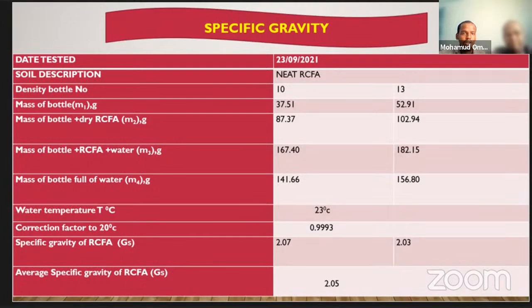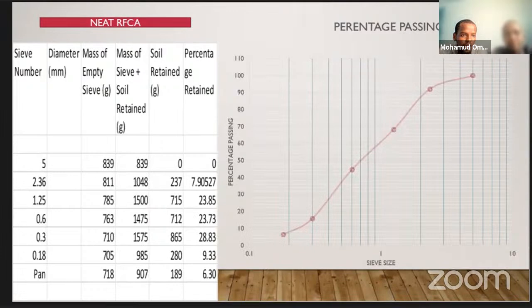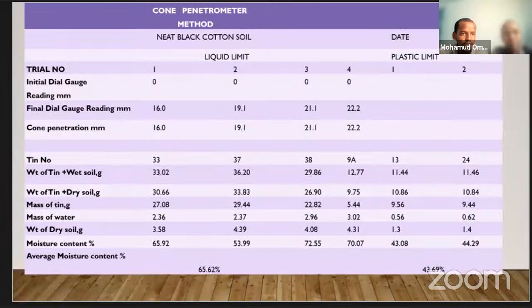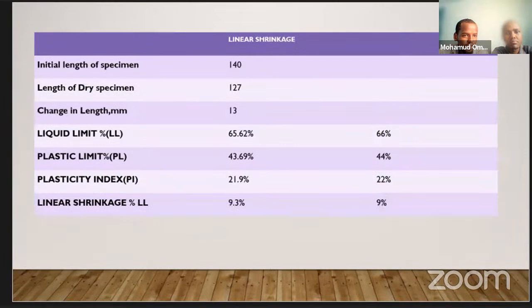And we also did the Atterberg limit test for recycled concrete fine aggregate, and we used the 5 millimeter sieve, and this was the chart which was obtained. We couldn't do the sieve analysis for black cotton soil, so we had to do the hydrometer test, and we're going to wait for 1 week to obtain our results. So we went on to do the Atterberg limit test for the neat black cotton soil, and these were the results obtained.